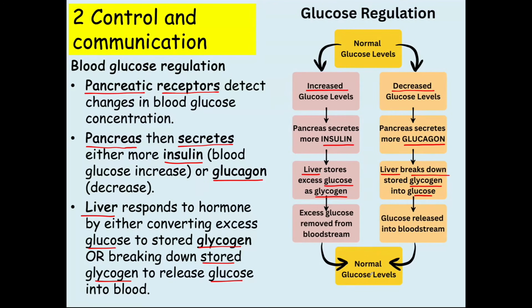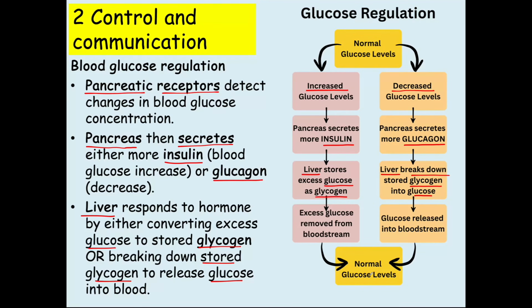Okay, so this is all about restoring the glucose levels to normal. That's why we call it blood glucose regulation. So you need to know all of the parts that are involved here. You need to know the two hormones and what effect those two hormones have on the liver. We need to know keywords like, for example, don't get mixed up with glucagon and glycogen and glucose.